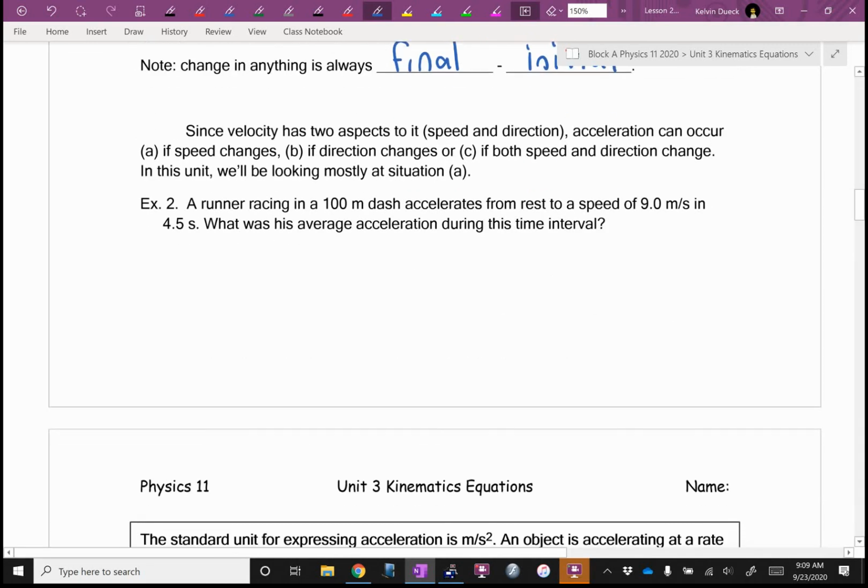Example 2, a runner racing in a 100-meter dash accelerates from rest to a speed of 9 meters per second in 4.5 seconds. What's his average acceleration during this time interval? So this is the DFIC method that I use, and we're going to formalize it in the next lesson, so don't freak out.